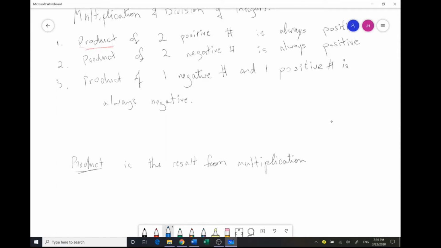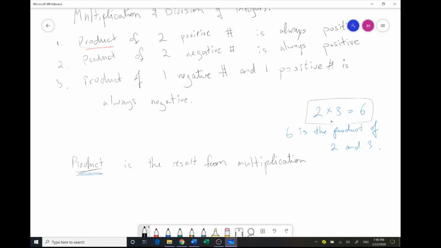Let's say I'm giving you the equation 2 times 3 equals 6. There's no problem with it, but another way of saying this operation is that 6 is the product of 2 and 3. Let us refer back to the meaning of product: the result from multiplication. So when you look back at the operation, the answer from the multiplication is 6. So 6 becomes the product because 6 is the result coming from the multiplication.